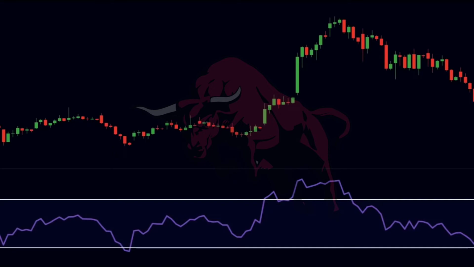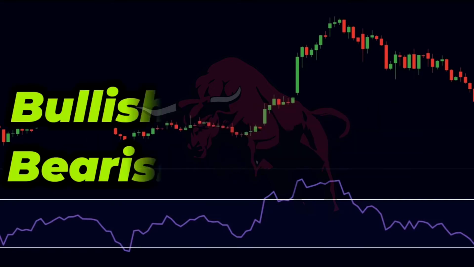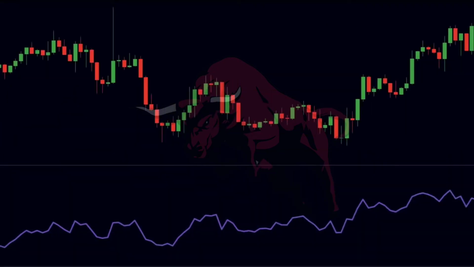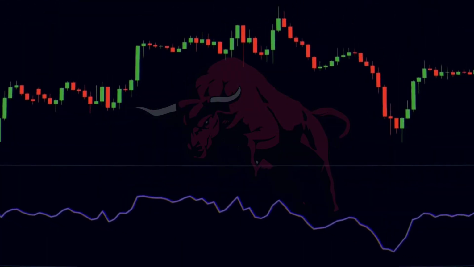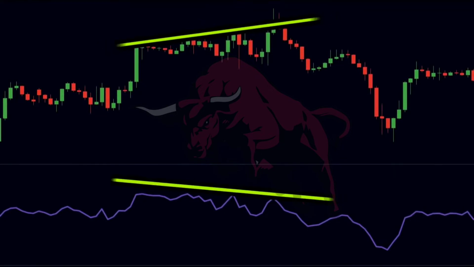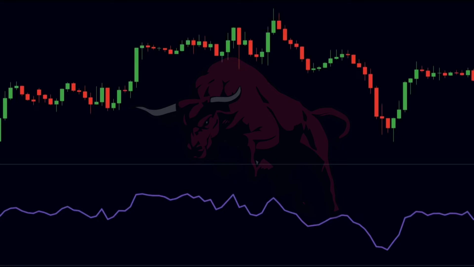A regular divergence is of two types: a bullish divergence and a bearish divergence. A bullish divergence is when the price makes a lower low, but the RSI makes a higher low. This is a sign that the market has lost the bearish momentum and the price is ready to shoot up. On the other hand, a bearish divergence occurs when the price makes a higher high and the RSI makes a lower high. This shows that the price might have lost the upwards momentum. Hence, we can expect a down move.